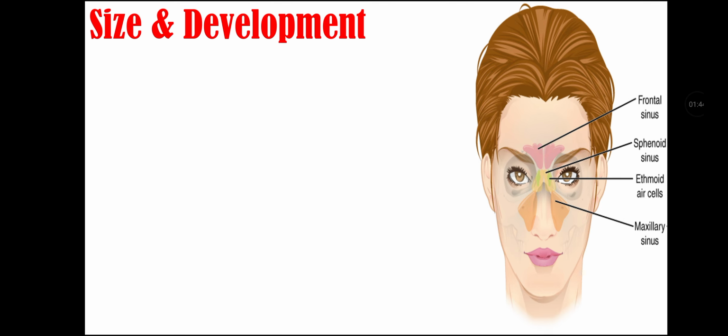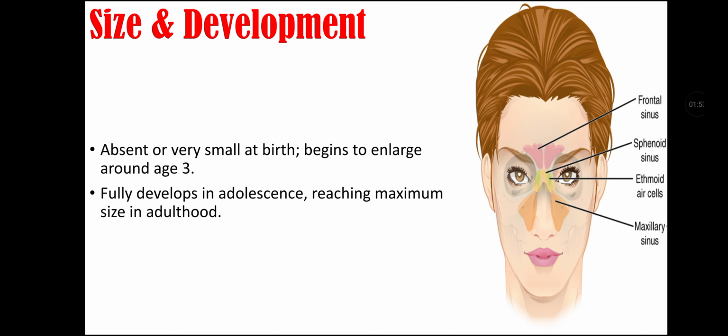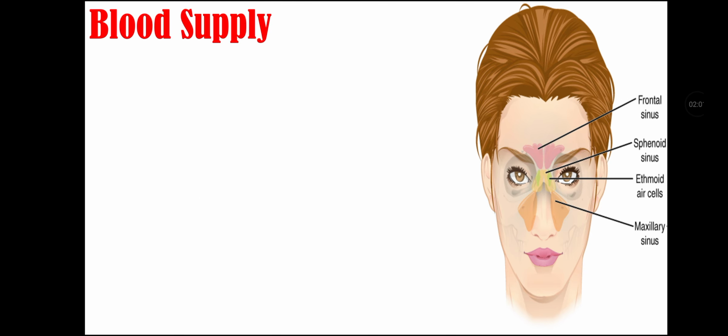Size and development of sphenoid sinuses. They are absent or very small at the birth, and they begin to develop at the age of around 3. They fully develop in adolescence, reaching maximum size in adulthood. Their average adult size is 7 to 8 milliliters.